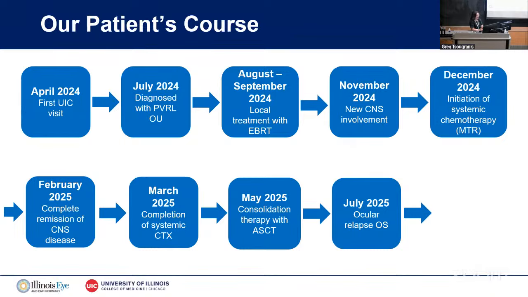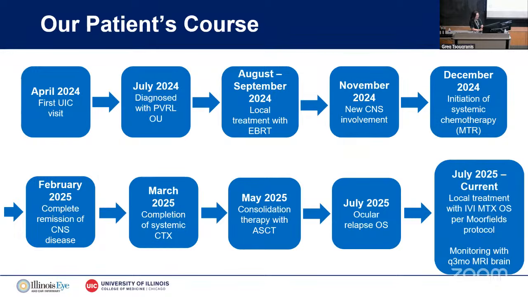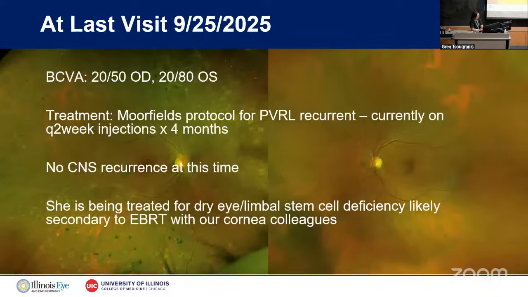In July, she ended up having an ocular relapse in the left eye. There was worsening vitritis as well as recurrence of disc leakage on FA. And so the decision was made to start her on local treatment with intravitreal methotrexate in the left eye only, Moorfields protocol, which treats relapsed ocular lymphoma. She's being monitored with Q3-month MRI brains at this time without recurrence.